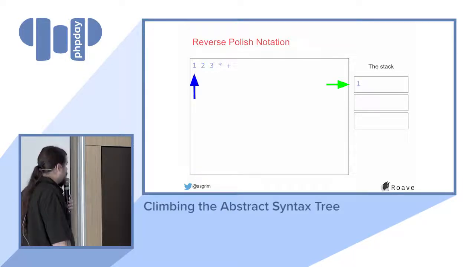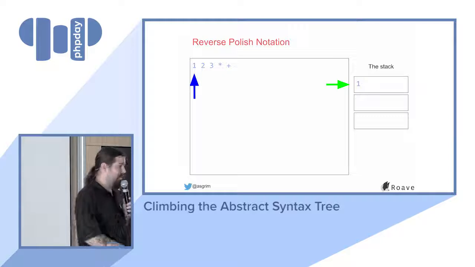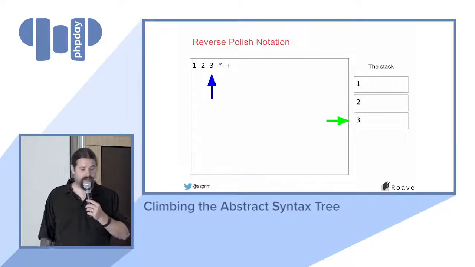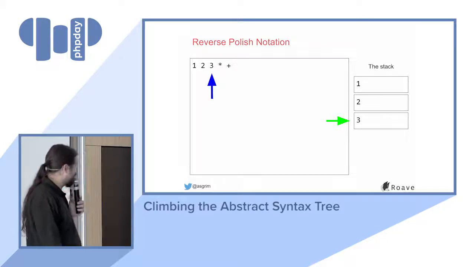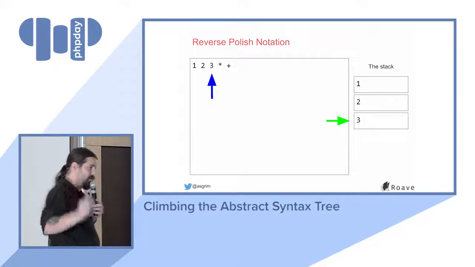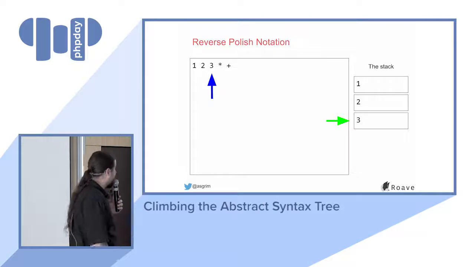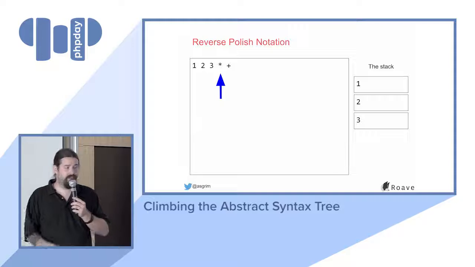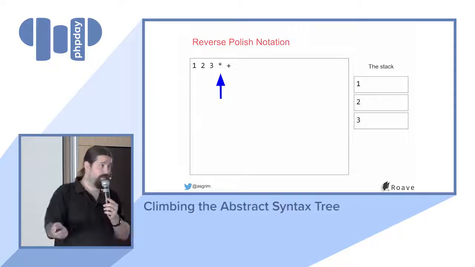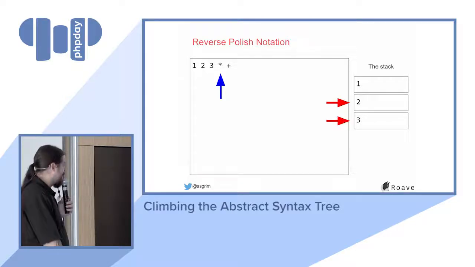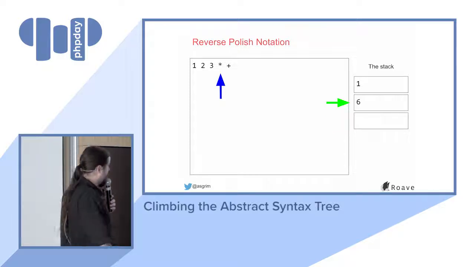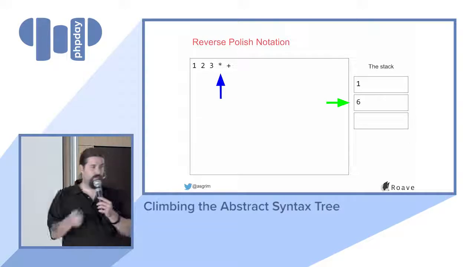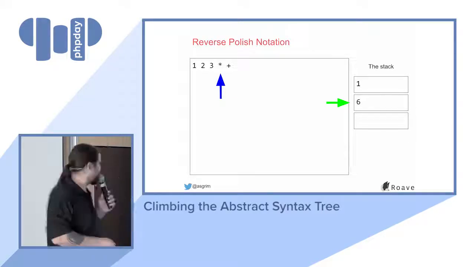So if we look at the first value is 1, we put that into the stack. The next value is 2, we put that into the stack. And the next value is 3, and we put that into the stack. And we're stepping through character by character, or item by item. The next one is multiply. Now multiply is an operator, so we need to operate. And we take two operands off of the stack, 2 and 3. And we put the result back onto the stack. So now we've got 1 followed by 6 in the stack.